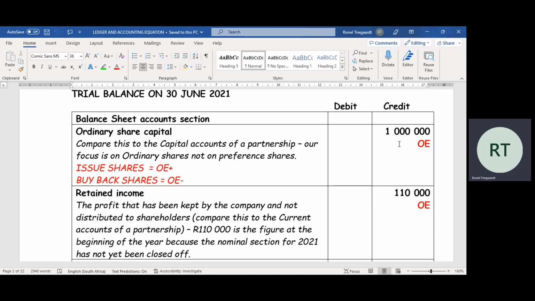Okay, so now remember, as you know, a company is in the eyes of the law a person. So now Tristan doesn't want to be a shareholder anymore. Anybody can buy Tristan's shares. The company can buy it as well.